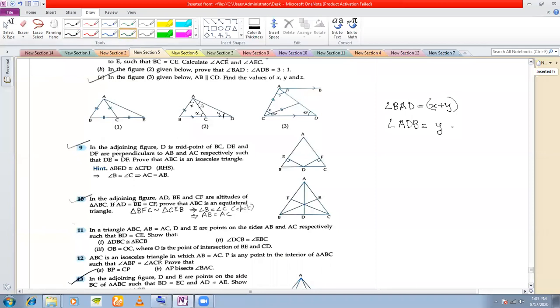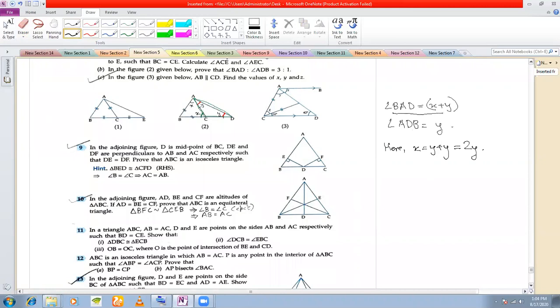See, consider this triangle, this green triangle. This x is the exterior angle of this triangle, and this x therefore must be equal to the sum of these two red angles of this green triangle, because the exterior angle of a triangle, let me write here, x must be equal to y plus y, because the exterior angle x must be equal to the sum of two interior opposite angles. Therefore, x is equal to 2y.